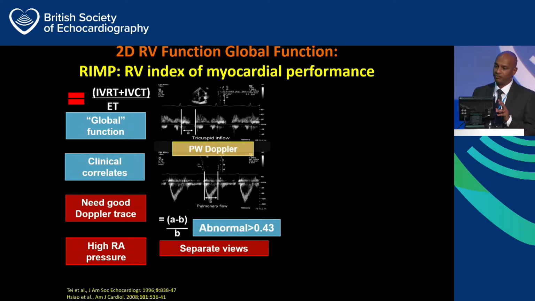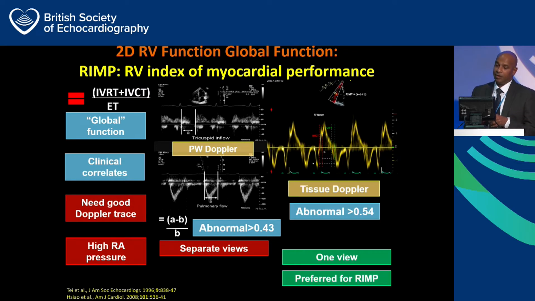There are two ways to measure it. One is with pulse wave Doppler at the tricuspid inflow and the pulmonary valve. The disadvantage of this is that they're separate views, and so you need to be careful that if you're doing separate views that you use a similar heart rate, a similar R-to-R interval. The preferred method is using tissue Doppler at the lateral annulus, and that's preferred essentially because it's one view.